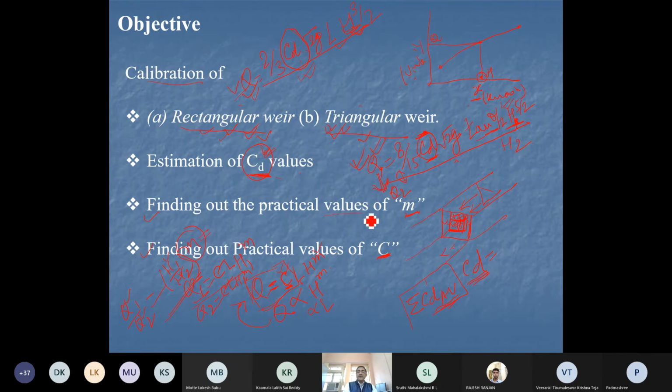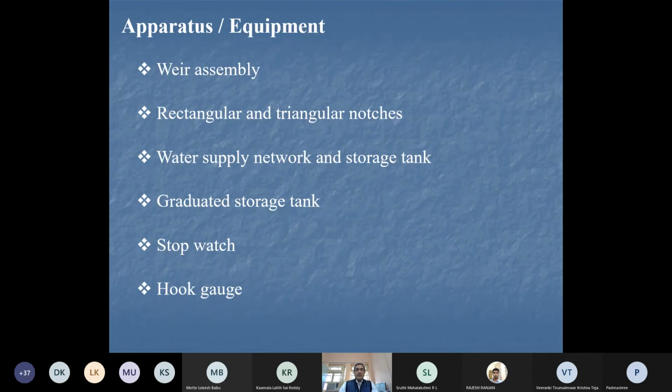And once we have the practical value of m, from the same relationship, Q is equal to C L H to the power m, by knowing the value of m, we can find out the value of C here. So this is the learning we need to perform today.